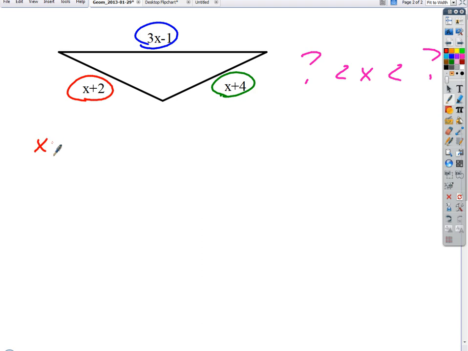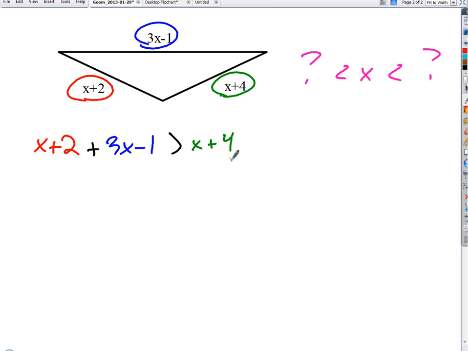So x plus 2 plus 3x minus 1 has to be greater than x plus 4, right? So what's that going to do for us if we solve this?